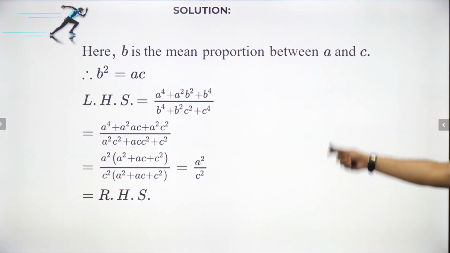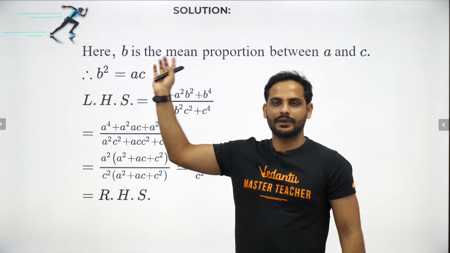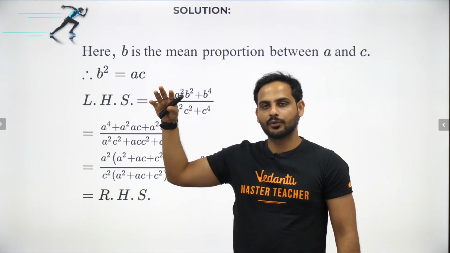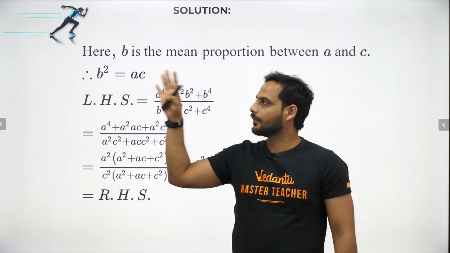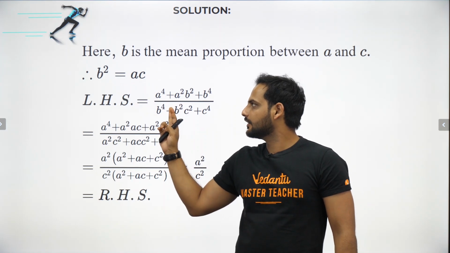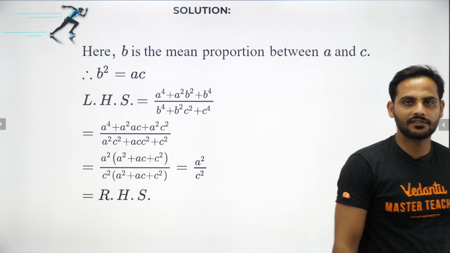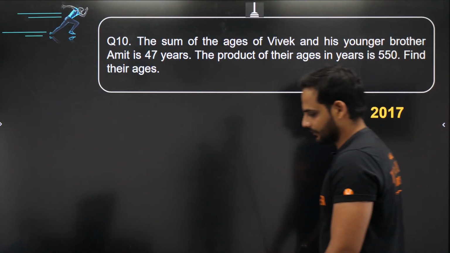I'll not write the whole thing again, you can see the solution. The only thing is this replacement you have to do. b^2 is equal to ac, and I've already told you the meaning: that b is the mean proportion of a and c, that means a/b is equal to b/c. So b^2 is equal to ac. Just replace the value of b^2 and b^4 in this given equation in LHS. You will get your RHS part. Very easy. Okay, let's move to the next question.